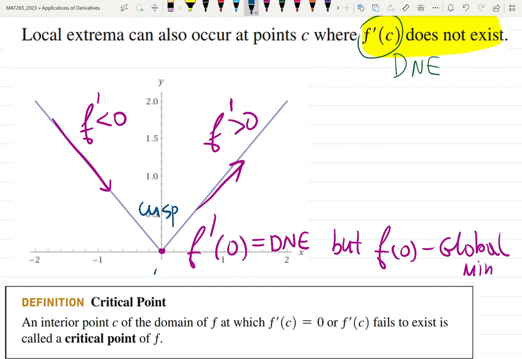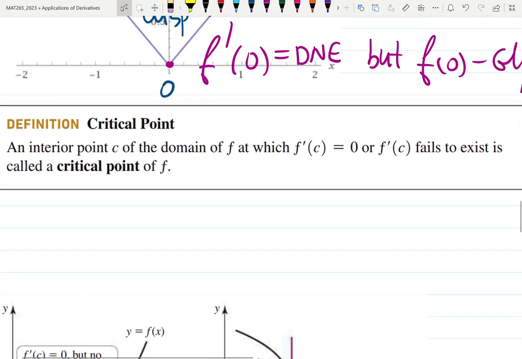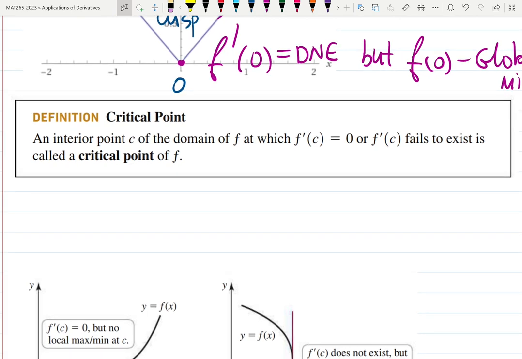So we might miss those points if we don't check the points where the derivative does not exist. Finally, that's the last definition, at least for today. We're finally going to talk about critical points. And that's the most important. We're going to start to look for critical points. There's already a question on exam 3. Find critical points.